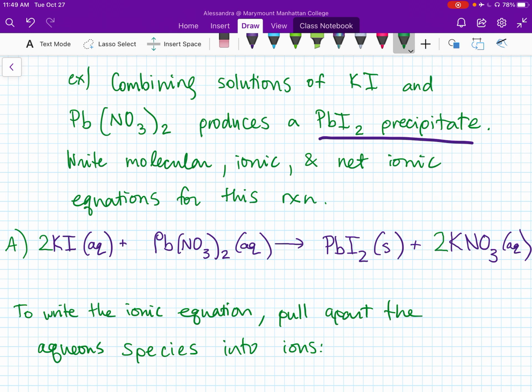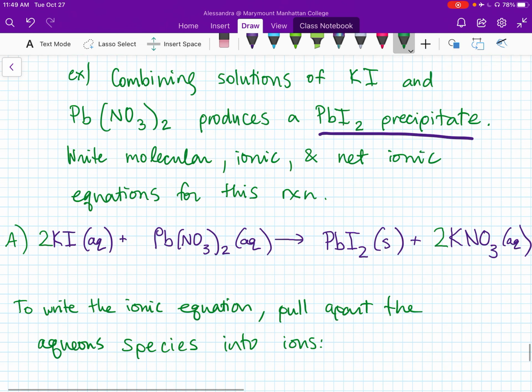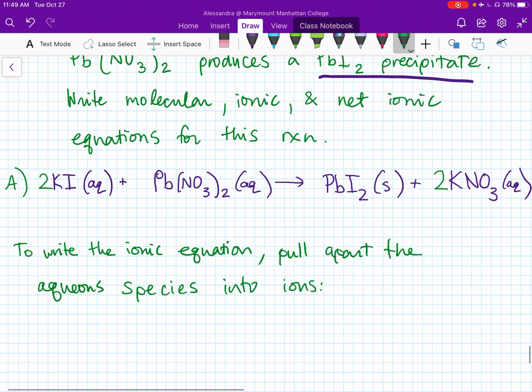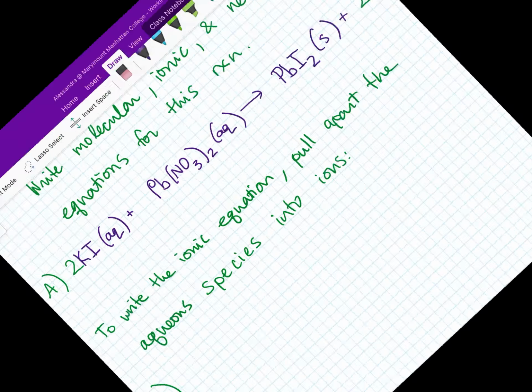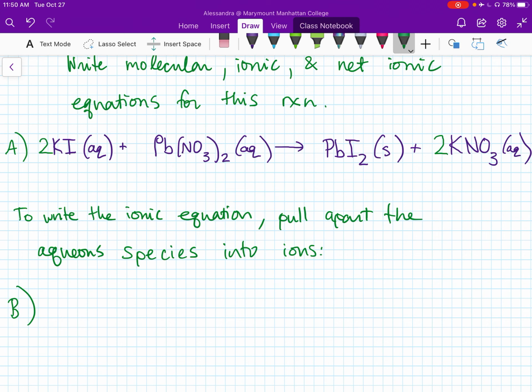So everything except the lead 2 iodide solid is going to be pulled apart in this example. So this is B for the net ionic equation, and I can use the balance that I have up here. Looking up here at the KI, I have 2 potassium ions and 2 iodide ions. So I just pulled those apart into their component ions.